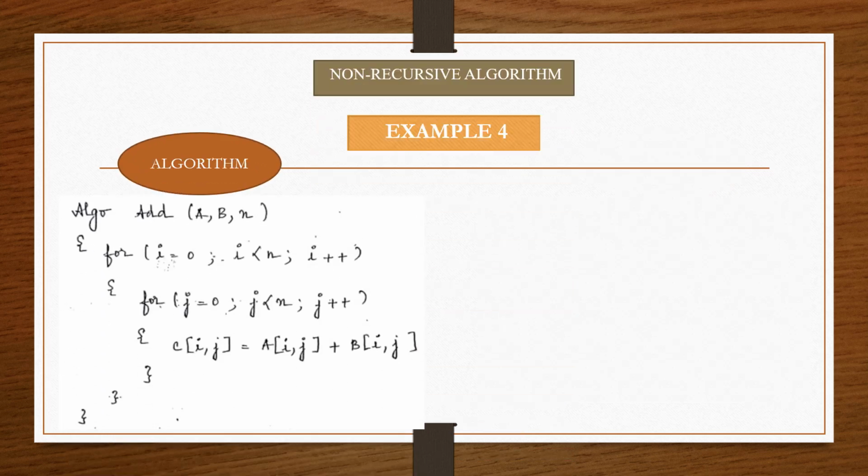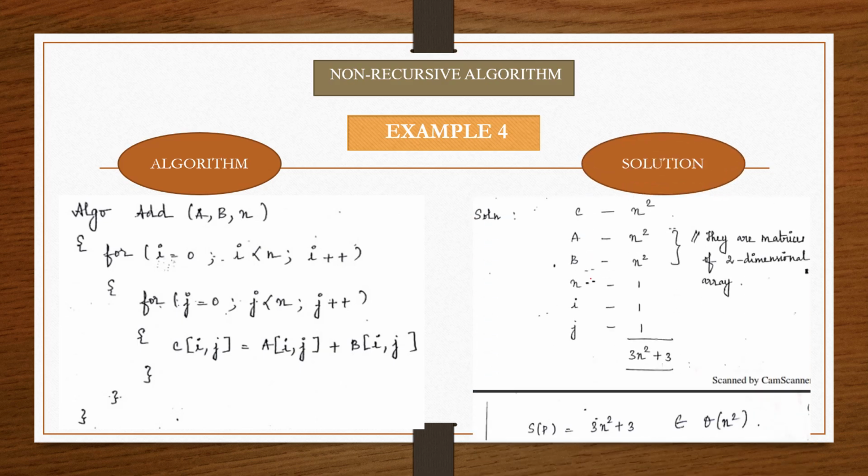Next example. There are two matrices A and B, and this algorithm computes the addition of two matrices. So the solution is, to store the resultant matrix, I need n into n. For matrix A, I need n into n. For matrix B, I need n into n. Then I am using a variable n, and for that 1. I am using a variable i, and for that 1. I am using variable j, and for that 1. So if I add all these, it is 3n squared plus 3. So it can be represented as order of n squared.